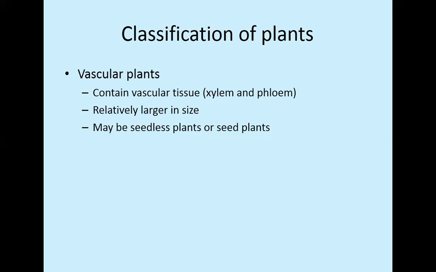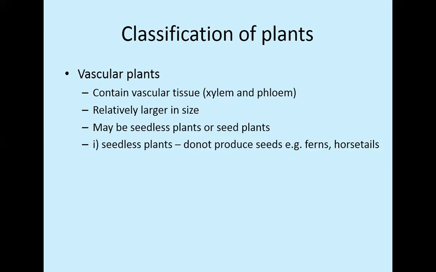Then there are vascular plants. Vascular plants are those plants which have the vascular tissue in them. They are relatively larger in size. Now, the vascular plants, they may produce seeds or they may not produce seeds. So the second group of plants is called the seedless plants. Seedless plants, they're vascular, but they do not produce seeds.